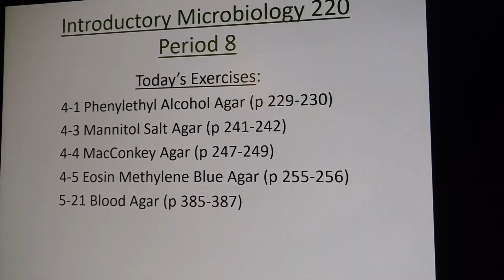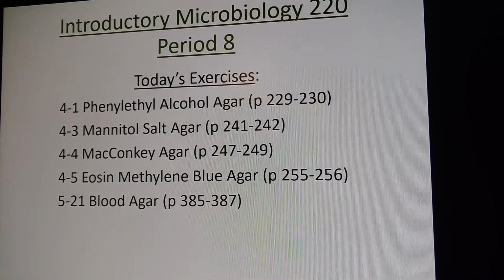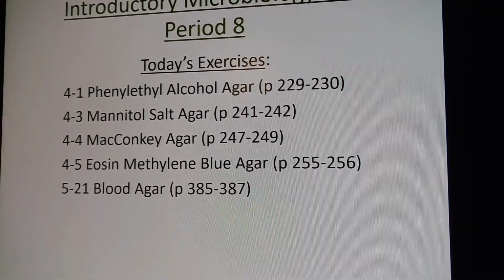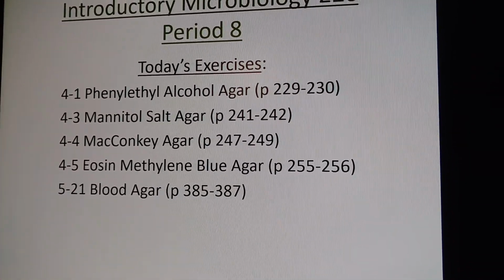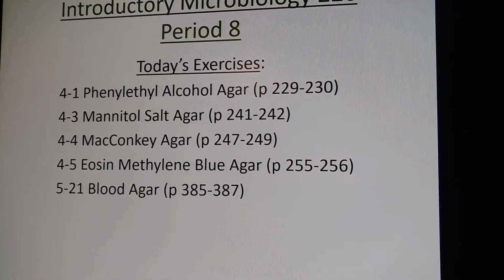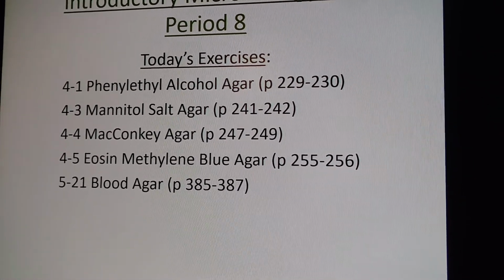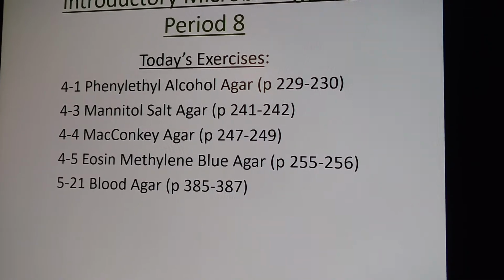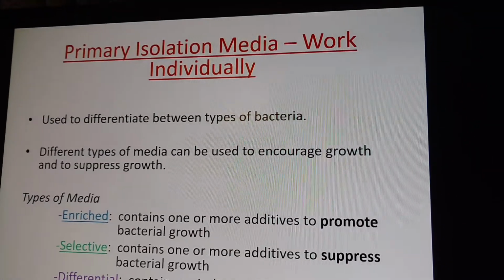The types of media are listed here: PEA agar, which is phenylethyl alcohol agar; mannitol salt agar, also known as MSA. You've got MacConkey, MAC agar, eosin methylene blue, which is EMB, and then blood agar. And all of the relevant pages are listed there.